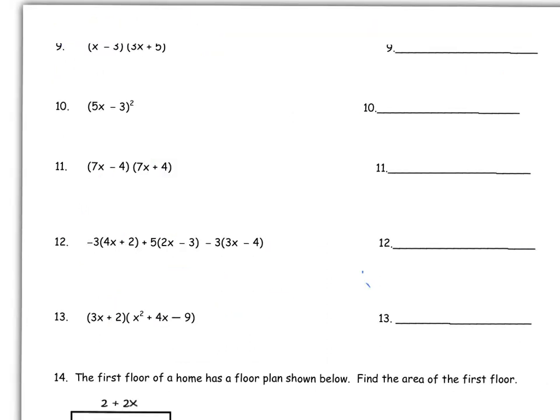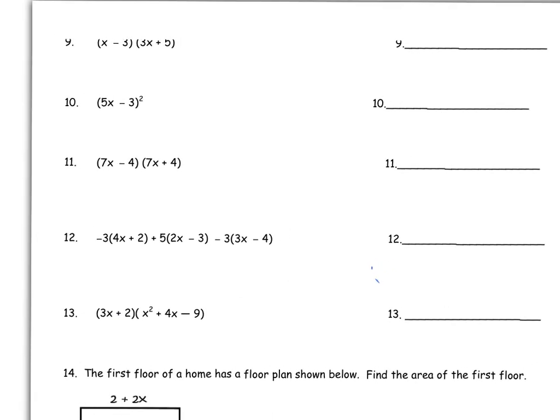All right, now the FOIL method. Whoops, first, I think that's a 3. 3x times x is 3x squared.